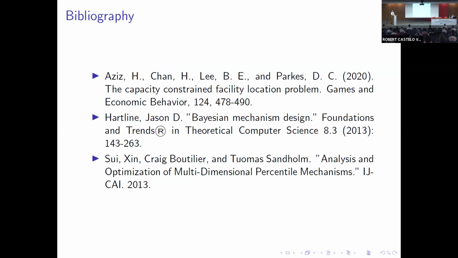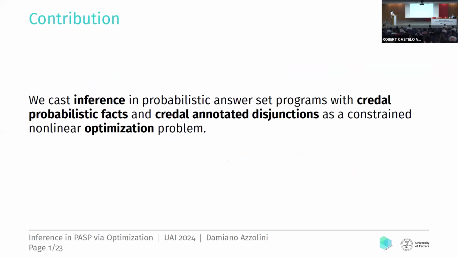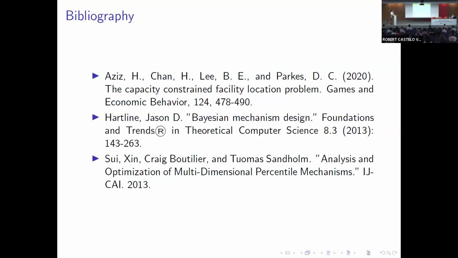Yeah, those are some references. When I say that we extended this framework, we did that starting from this paper here. And the other one is about mechanism design and what the percentile mechanisms are. And I guess that's it. Thank you very much for your attention.